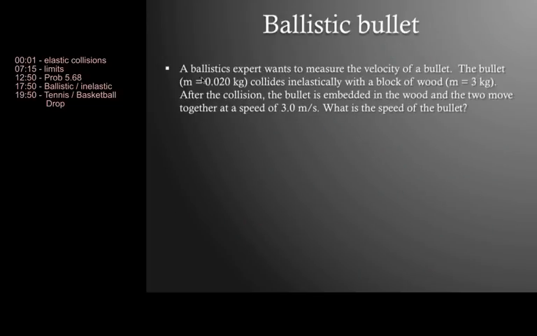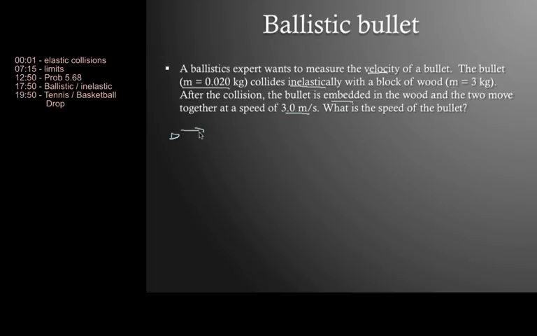Alright, so here we have some expert who wants to measure the velocity of a bullet. The bullet has some mass. It's going to collide inelastically with a block of wood, and we got the mass for that too. After the collision, the bullet is embedded in the wood, so that again is inelastic, and the two move together at a speed here. So let's go ahead and draw this out.